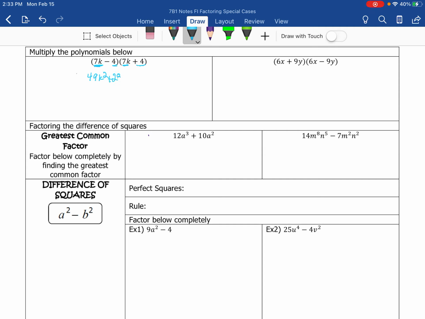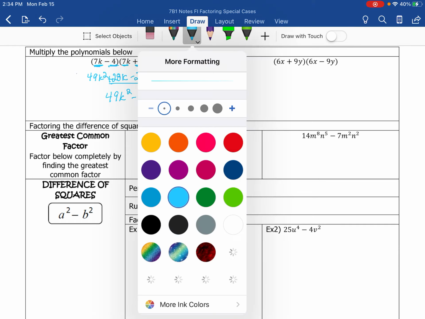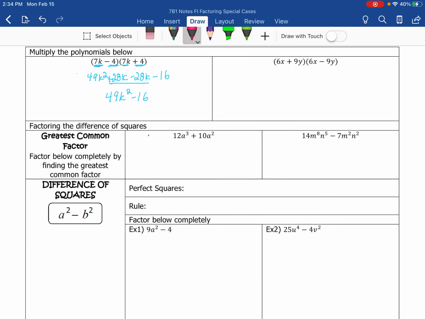If I actually multiply that out, 7k times 7k is 49k squared. 7k times 4 is 28k. Negative 4 times 7k is negative 28k. Negative 4 times 4 is negative 16. I notice that these are the same, and they add to be 0, and so I have 49k squared minus 16.